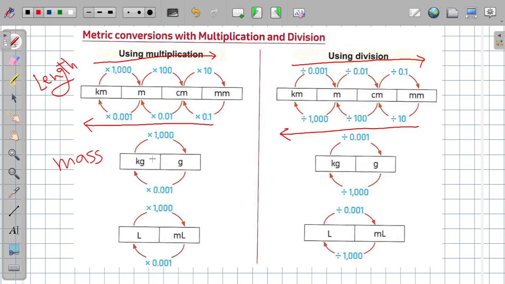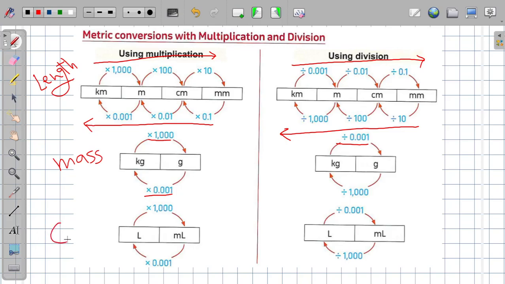Okay? Here in the units of mass, if we want to convert from kilogram to gram, we multiply by 1000. And if we want to convert from gram to kilogram, we will multiply by 1000th. Here in the division, if we want to convert from kilogram to gram, we will divide by 1000th, and from gram to kilogram, we will divide by 1000.